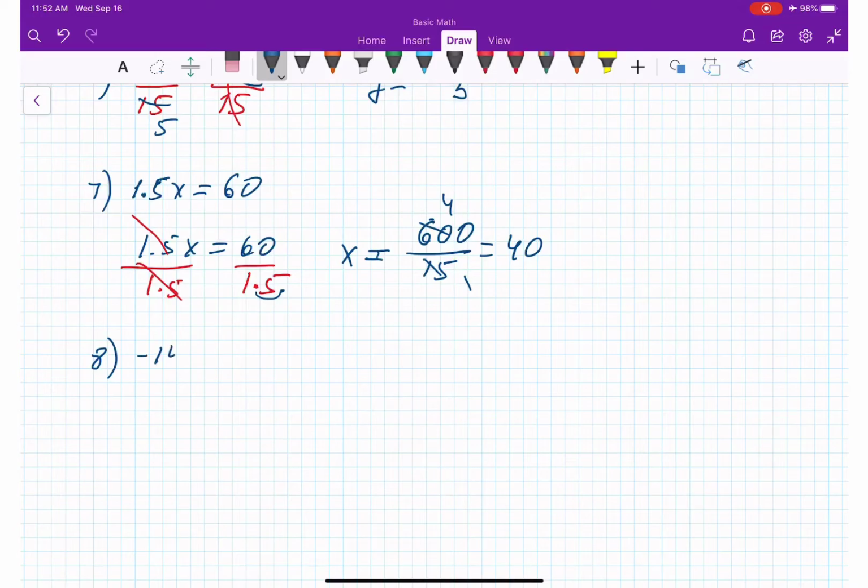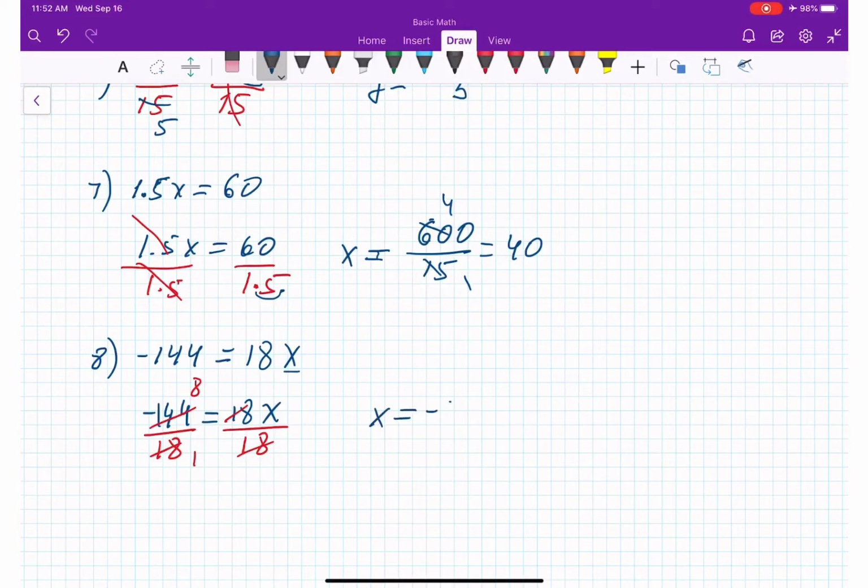Negative 144 is equal 18x. Okay, since x is on this side, the coefficient is 18. Therefore, I'm going to divide by 18. This 18 is gone with this 18. Now 144 divided by 18 is 8. So x is equal negative 8.